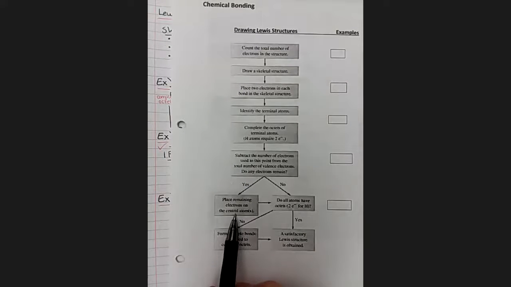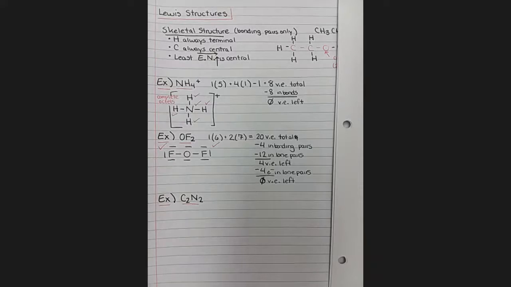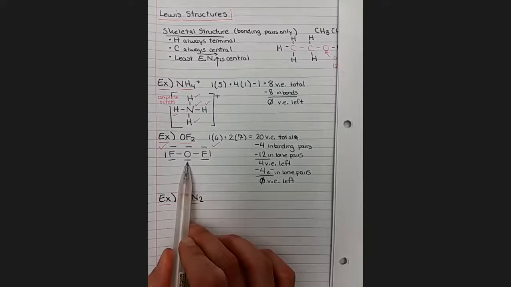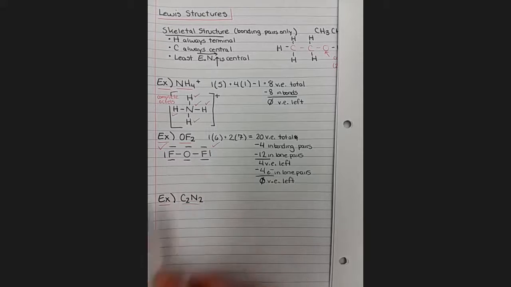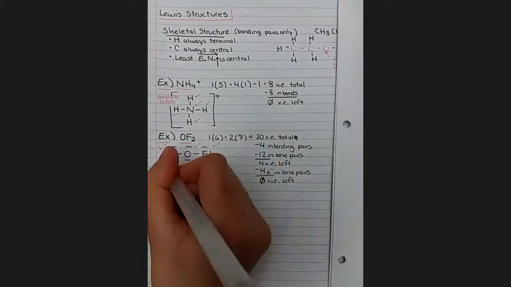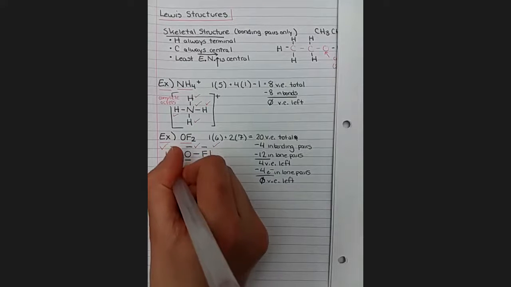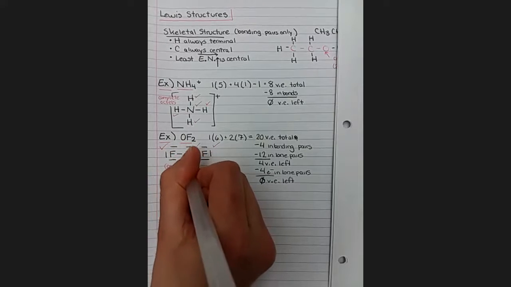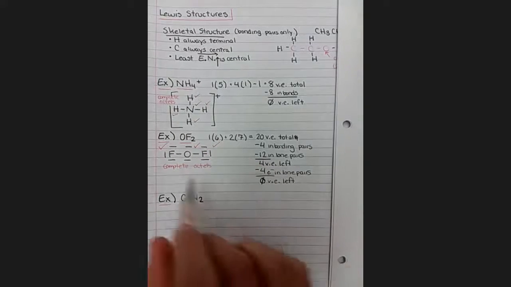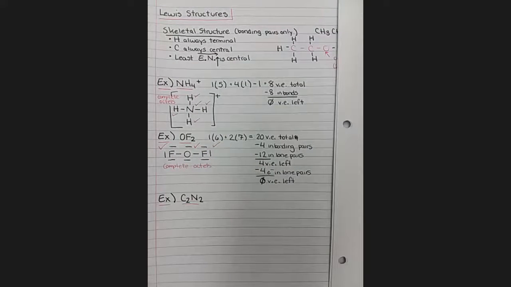Okay, so all the valence electrons are used. On the central atom, check. Do all atoms have a complete octet? So we've already checked the fluorines, so now we check the oxygen. It has 2, 4 valence electrons in lone pairs, 6, 8, another 4 electrons in bonding pairs. So yes, we have complete octets here. So this is a legal structure. We've used all of our electrons, all of the atoms have a complete octet, and we are good to go.